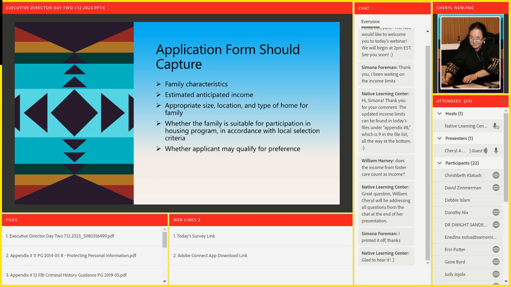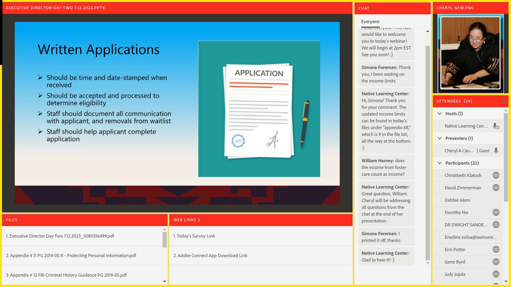That's up to you and your leadership. Got to be a written application. Should be time and date stamped when received, okay? And then it should be signed and date stamped when you deem it complete, and you should require both. Okay, and I do not mean time and date stamped as complete by the front office girl that's in the other room. This is somebody that verifies the entire contents of that application, including running your criminal lien. All of that has to be done, should be accepted and processed to determine that eligibility.